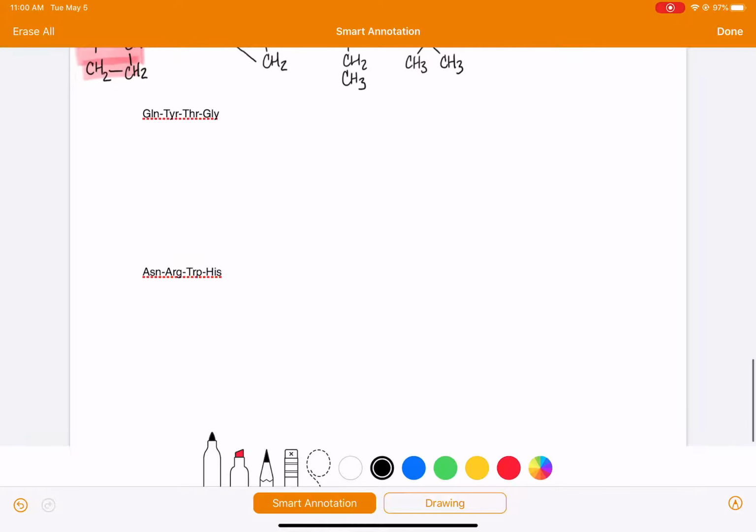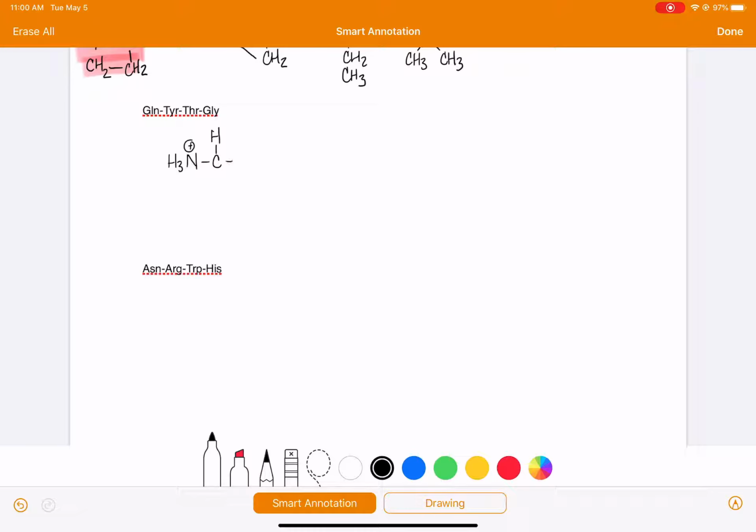All right, so we have two more, and both of these, again, are peptides that have 4 amino acids in them. So we want to set ourselves up with a backbone for drawing 4 amino acids. So there's amino acid number 1, and then here comes amino acid number 2. There's number 2, so that's going to be TYR. Now here's number 3. That's going to be THR. And last one, here's number 4. This is going to be GLY.